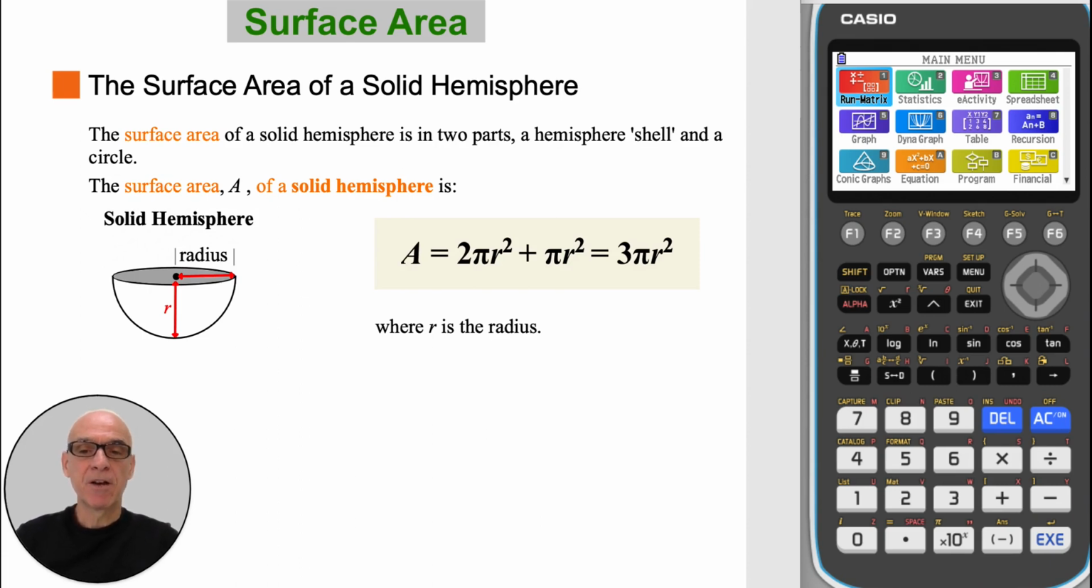The surface area of a solid hemisphere is in 2 parts, a hemisphere shell and a circle. The surface area of a solid hemisphere is equal to 2 pi r squared plus pi r squared, which is equal to 3 pi r squared, where r is the radius of the hemisphere.